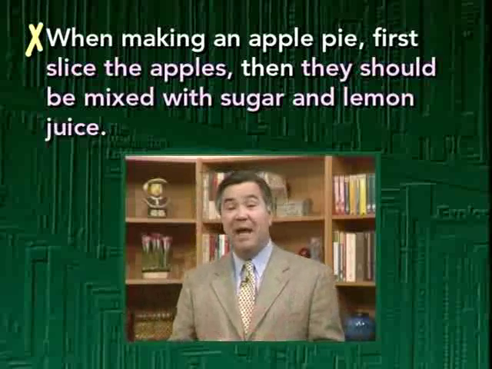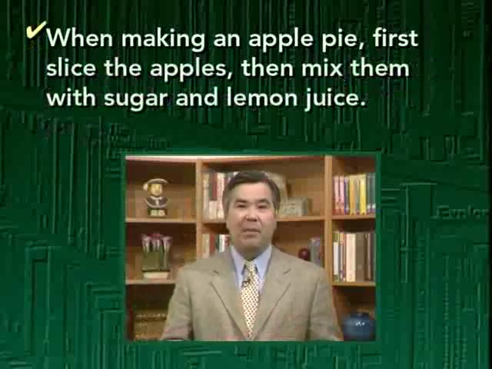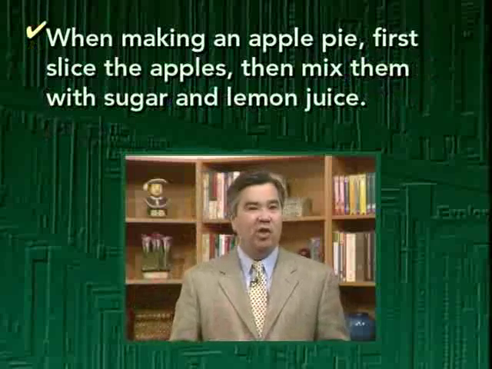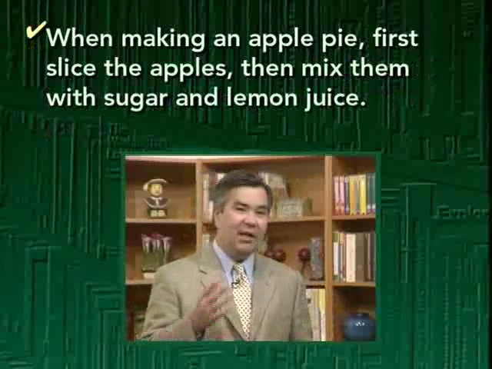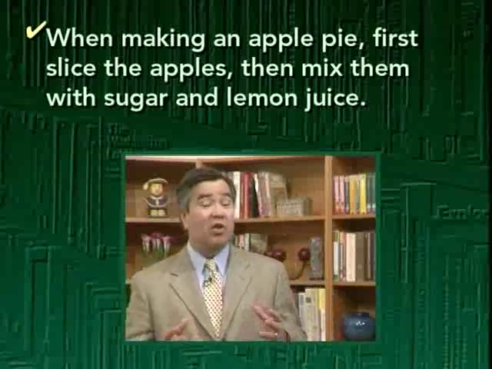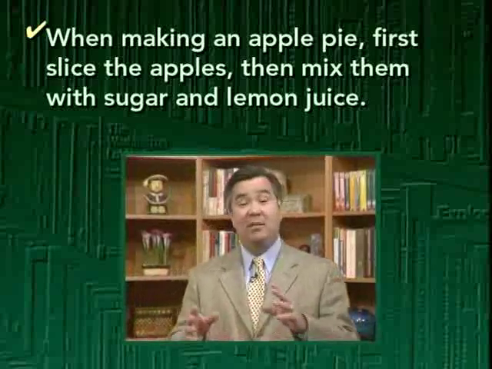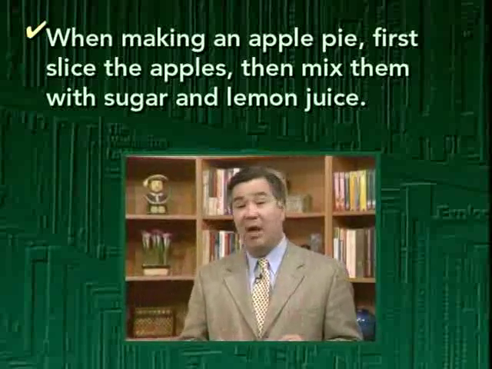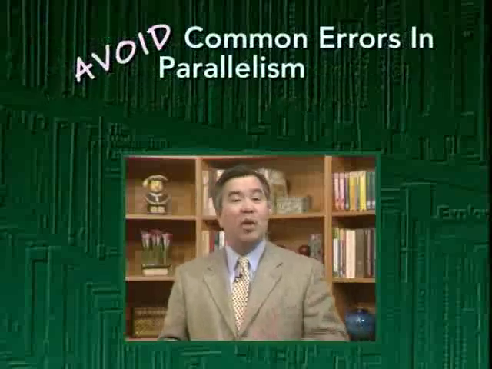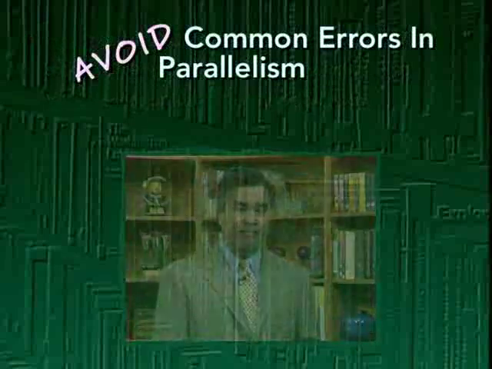Making the two verbs match would give us a sentence that reads like this: "When making an apple pie, first slice the apples, then mix them with sugar and lemon juice." Notice how the sentence becomes a little more crisp, a little more concise, and also a little clearer when the two verbs in this sentence are made to match, when both are active rather than having one active and one passive. And here's one more tip that will help you avoid a common error in parallelism.